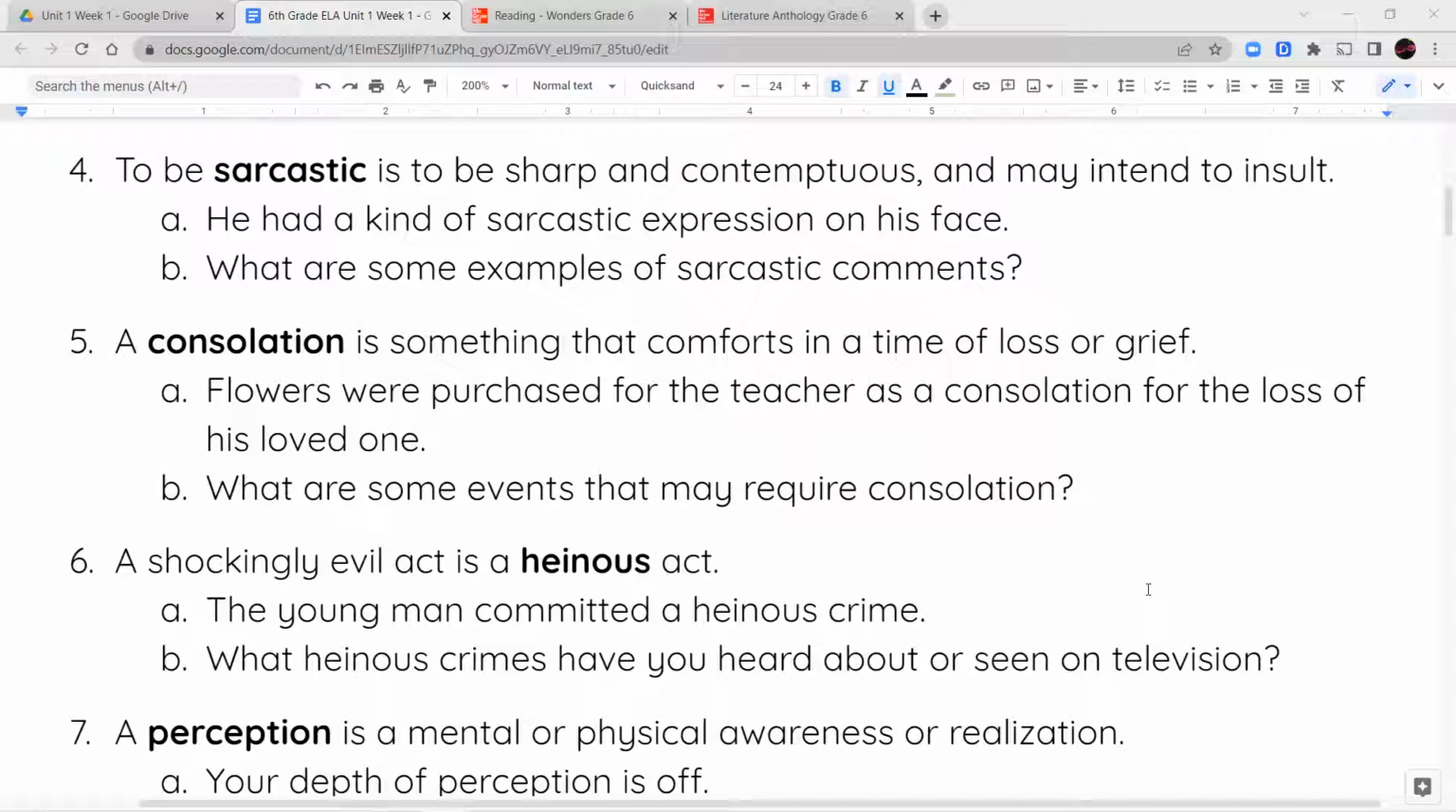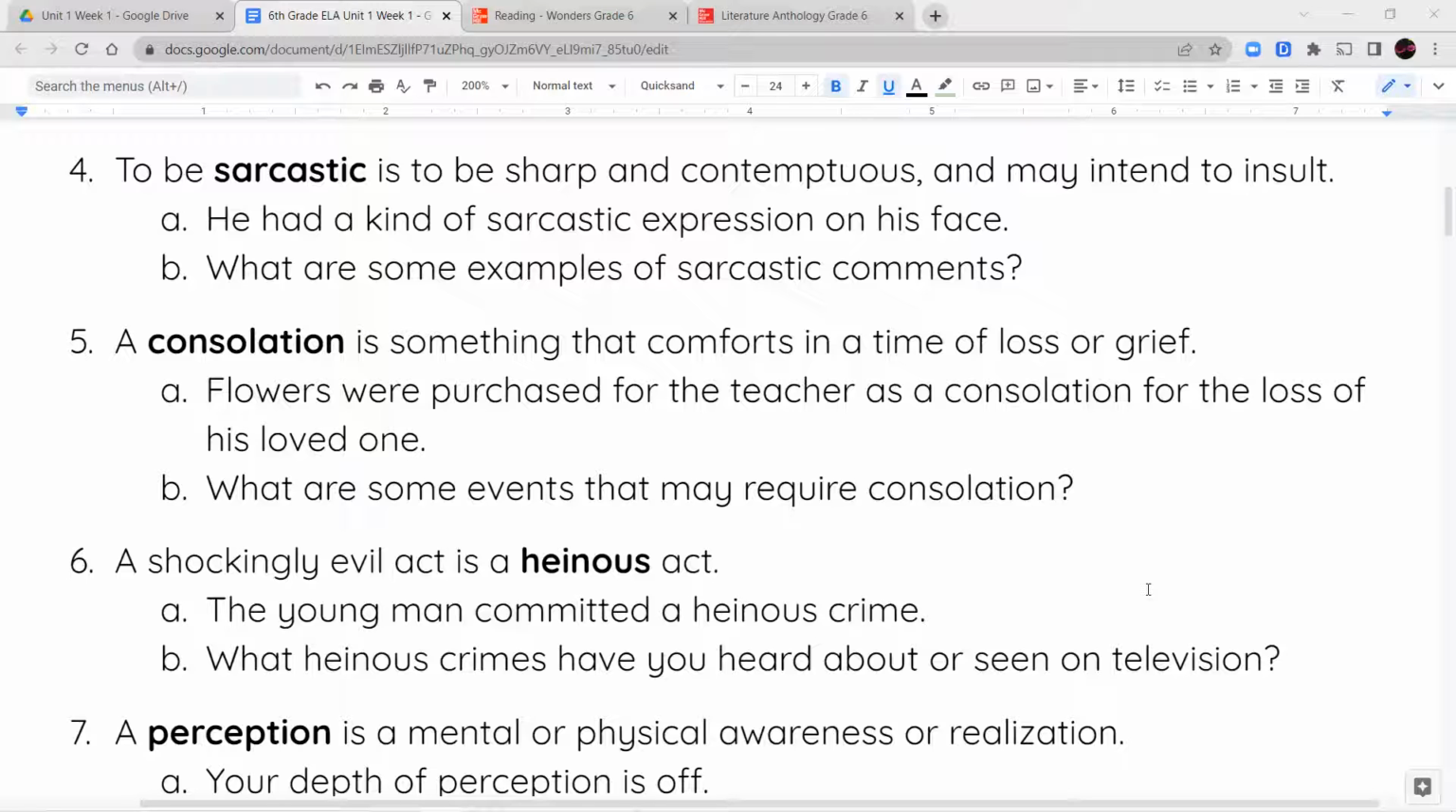Next, we have the word consolation. A consolation is something that is meant to comfort someone when they're feeling any kind of loss or grief or sadness. So an example sentence is, flowers were purchased for the teacher as a consolation for the loss of his loved one. So a consolation comes from the word console, which means to comfort.